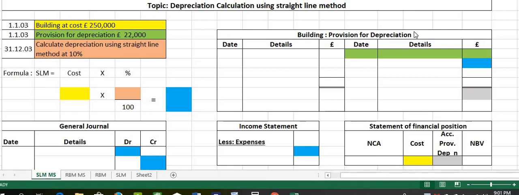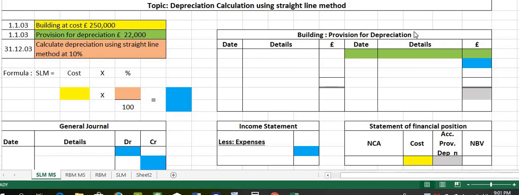Calculating depreciation using the straight line method. On 1st of Jan 2003, the building had a cost of 250,000, whereas the provision for depreciation for the building is 22,000. You have been asked to calculate depreciation using the straight line method at 10% at the end of the financial year, which is 31st 12/2003.